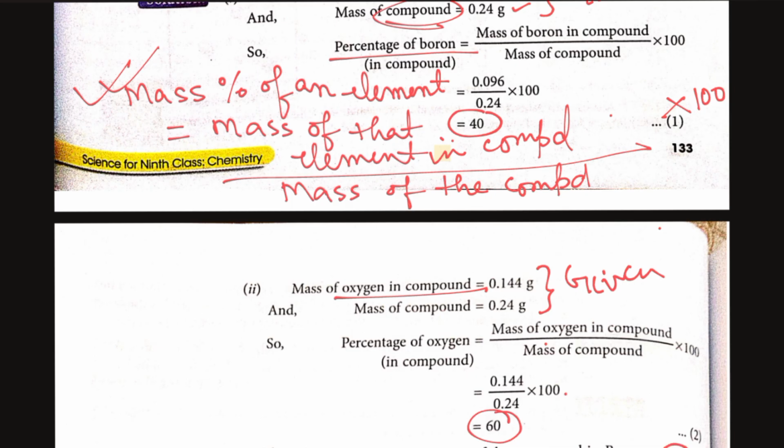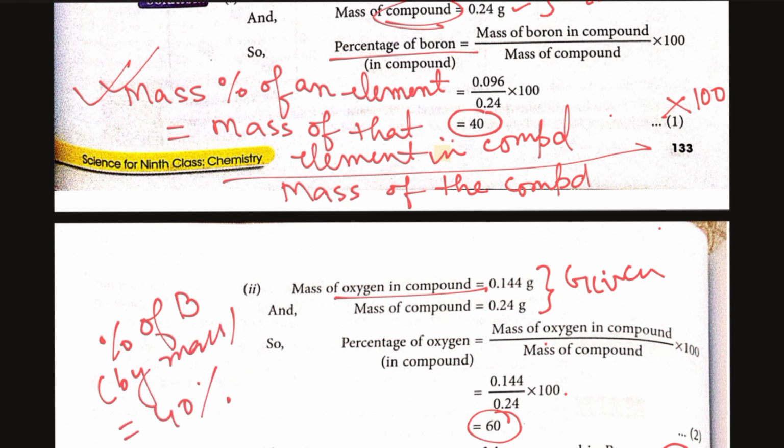And boron is 40%. If you mark, since it is percent, the total should be 100. So 40 plus 60 is equal to 100, which means your answer is correct. Some of the students say, ma'am, if I calculate the percent of boron by mass and I get 40%, then I can say the percent of oxygen will be equal to 100 minus 40%, which is 60%, and this is exactly correct.